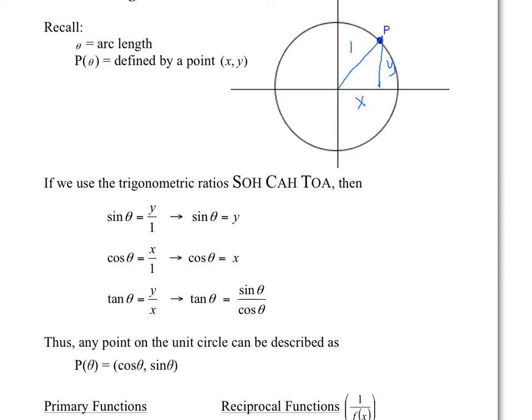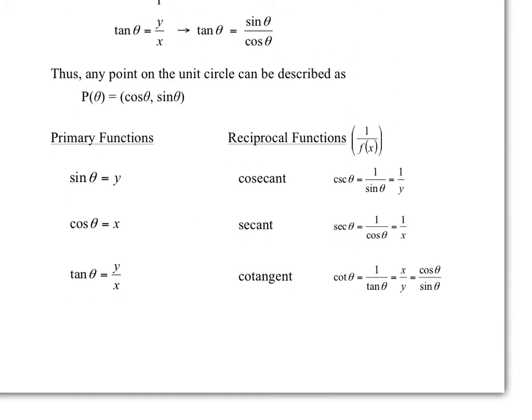Okay, so that's one of the reasons we can say any point on the circle can be defined as cos of the angle and sine of the angle, because cos is the x and sine is the y. Alright, so we're going to learn some new functions today. The primary functions, which you already know, are sine, cos, tan, and we've just defined them as y, x, and y over x. Okay, so there's reciprocal functions.